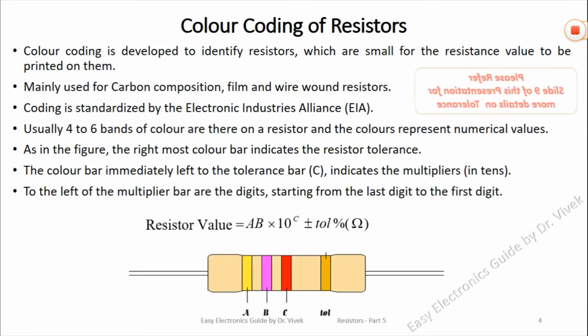In color coding, the resistance value is designated with different color bands, which is printed on the resistor. Each color has an associated number. Normally, there will be 4 to 6 color bands on the resistor.